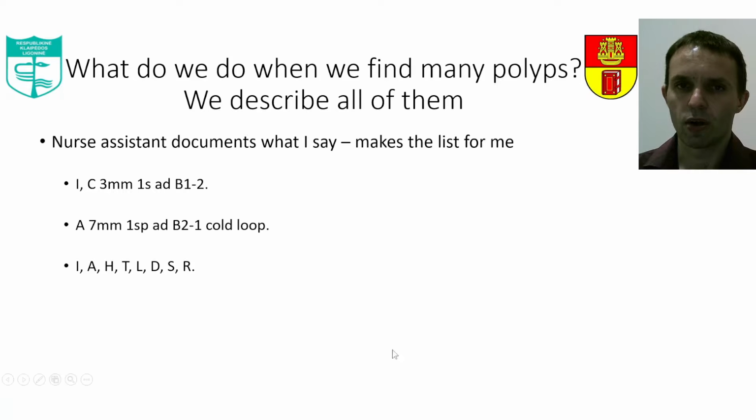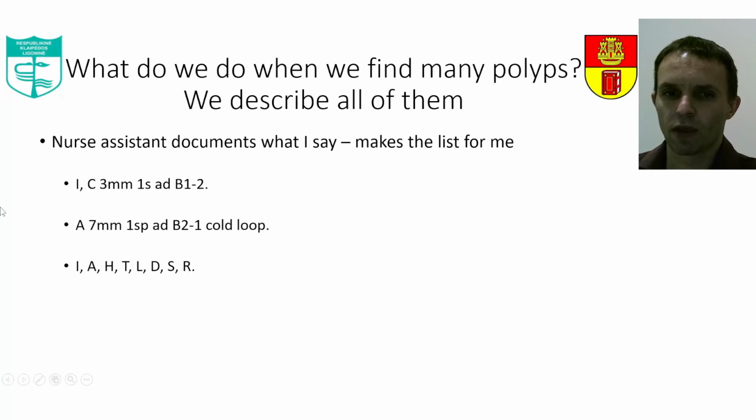I would like to share our experience. What do we do when we find many polyps? Actually, what we do, we describe all of them. Our nurse assistant documents what I say, and she makes the list for me, so that it would not be necessary for me to watch the video and describe each polyp carefully. And we use codes. I, for example, means ileum. It means I intubated the ileum. C means cecum. 3 mm means there is a 3 mm size polyp in the cecum.